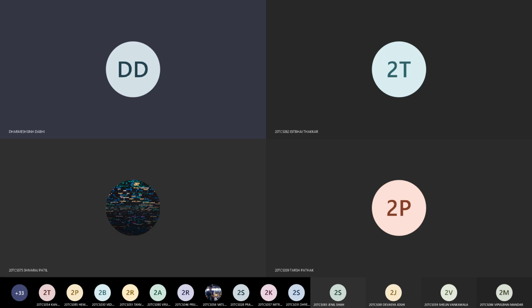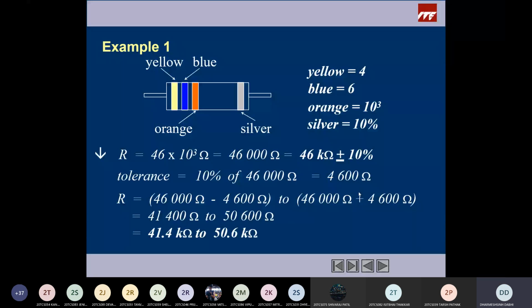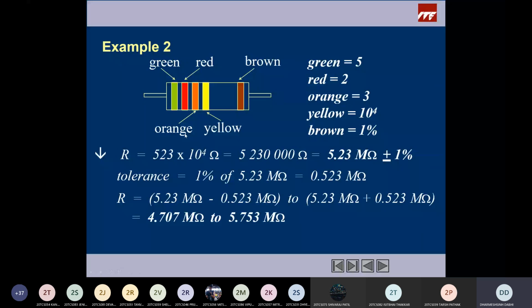So here we take the example, same as we have taken all the already examples of 4-band resistance. In the same way, we take the example of 5-band. Here you can see that the first band is a green color. Green color has a value of 5. The second color band is a red color, and that has a value of 2. So this is the second digit.